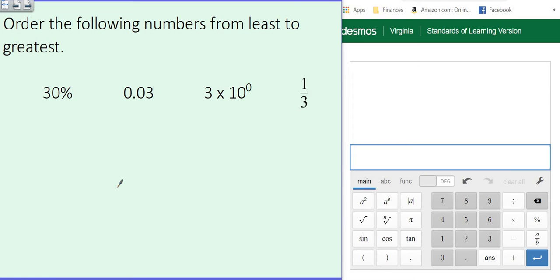All right, we're still ordering numbers. As soon as everybody can do this and prove they can do it on a couple of tests, we won't have to do it anymore. So everybody, pay attention. Let's get this right. First thing we're going to do is put everything in the calculator.